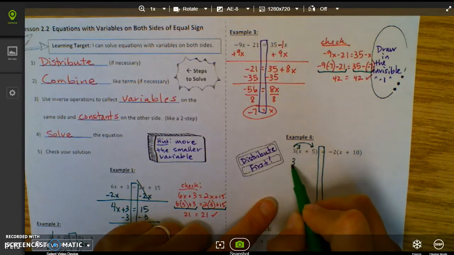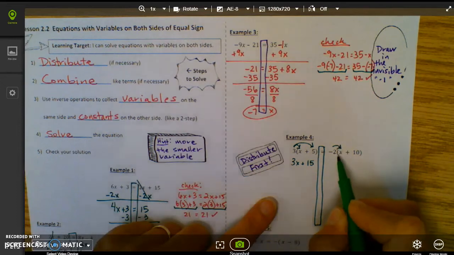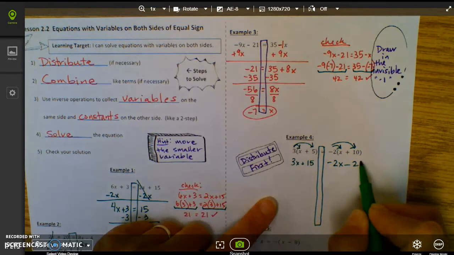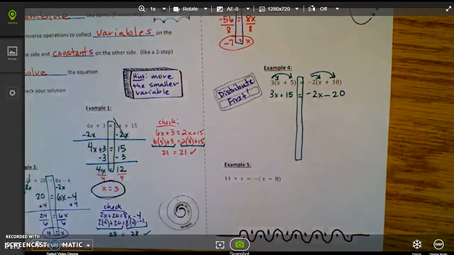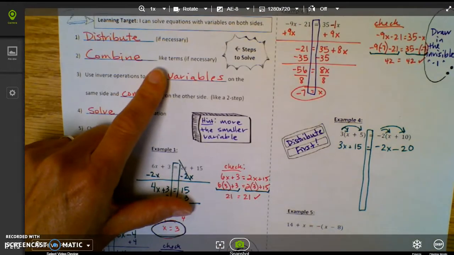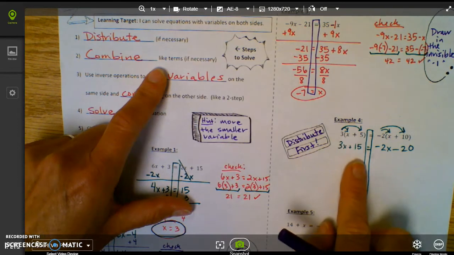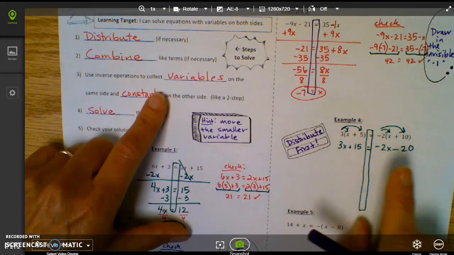So 3 times x, 3 times 5, and then over here, negative 2 times x, negative 2 times 10. I'm going to bring my equal sign down inside the locker so I don't lose it. And then I'm going to sit back and think, do I have any combining of like terms that I can do on this side? No. How about this side? No. So that means I move to the next step.